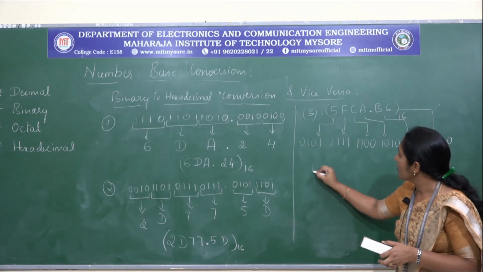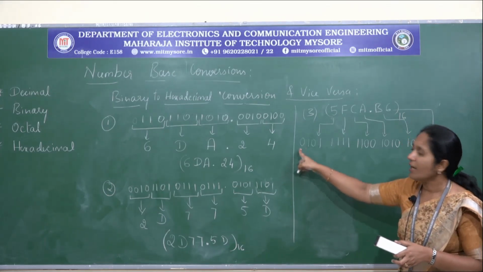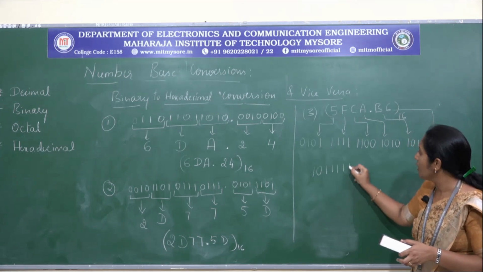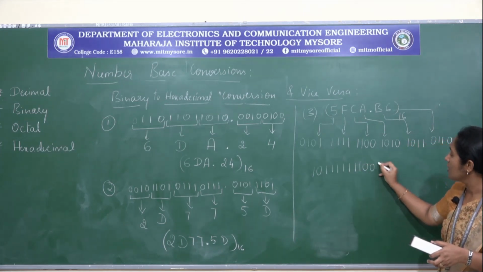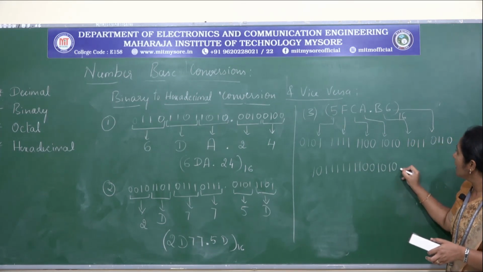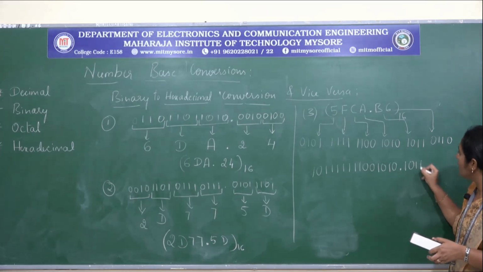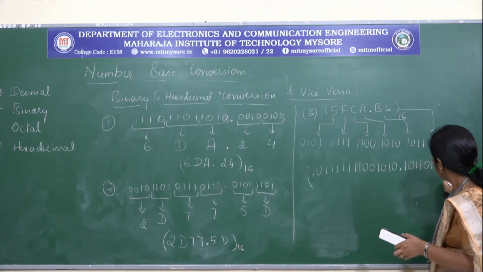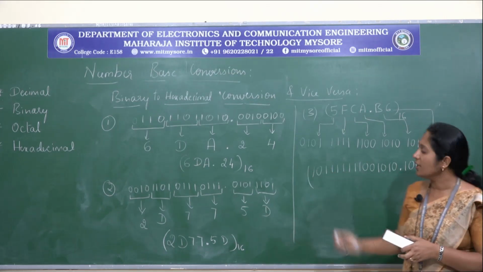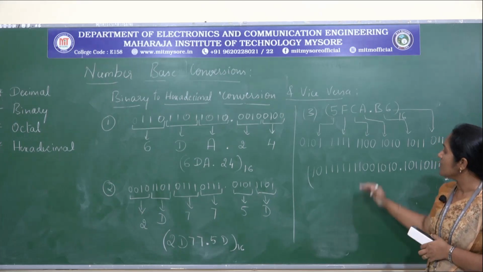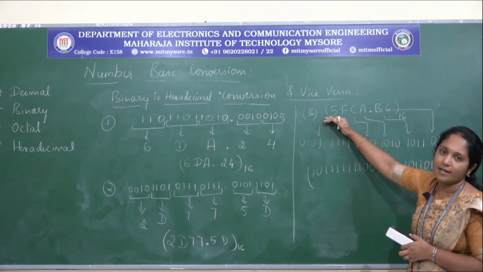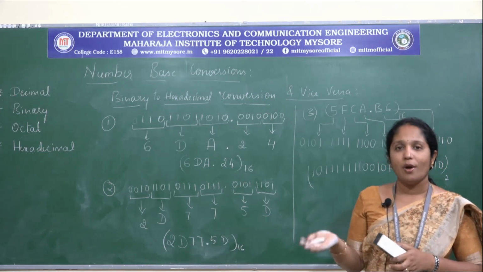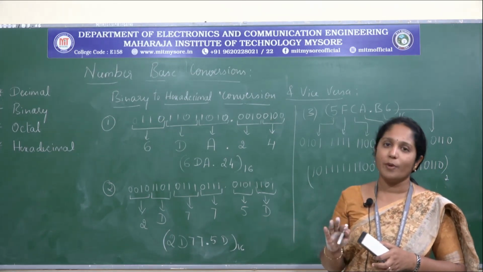Now let us write the binary sequence. You can discard this leading zero and write 101, 4 ones, 2 ones, 2 zeros, 1010, then dot 1011, 0110. This is the binary sequence which is equivalent to the given hexadecimal number. So this is the procedure for converting binary to hexadecimal and hexadecimal to binary.